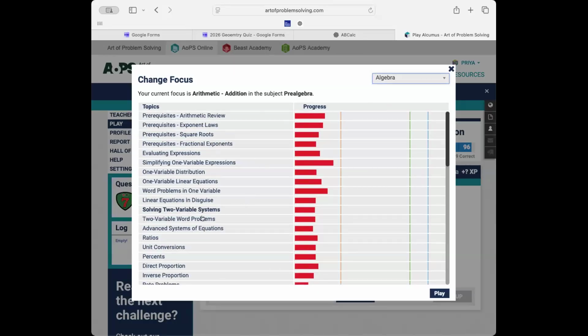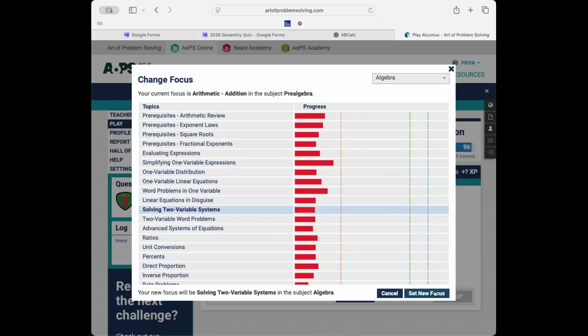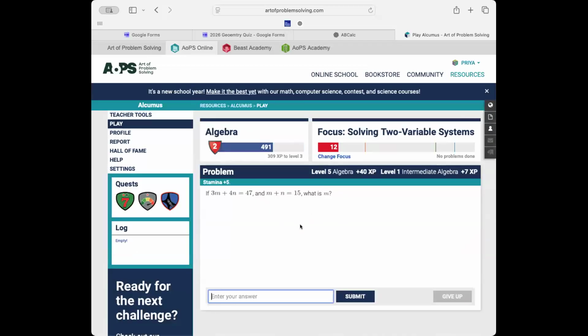When you go here, do you see two variable, solving two variable system? Do you see it here? Set focus. If you do that, see, there'll be two. As soon as you see this, you can time it and practice. You can time it and practice these. Here, it'll be so useful for SATs.